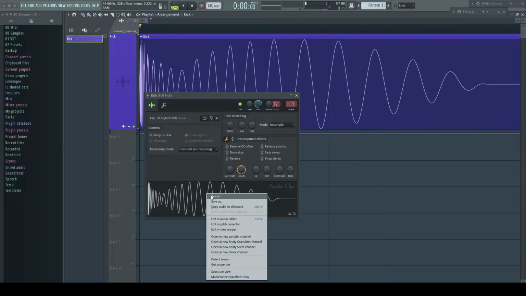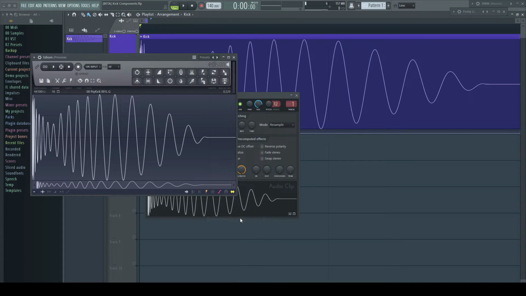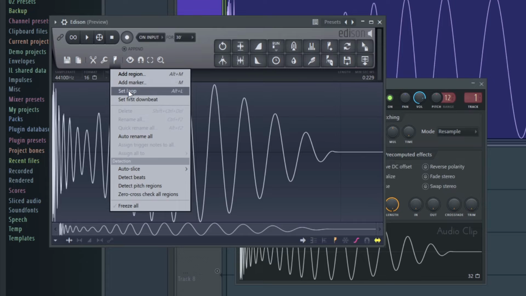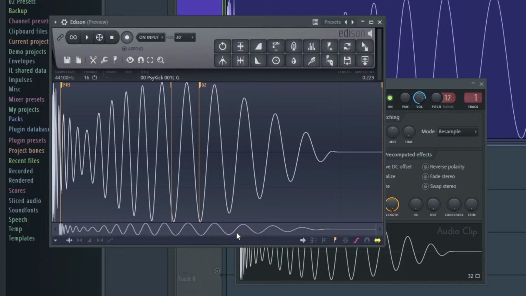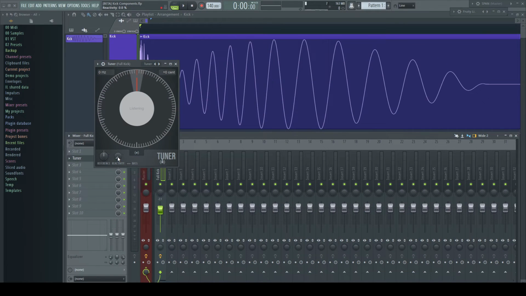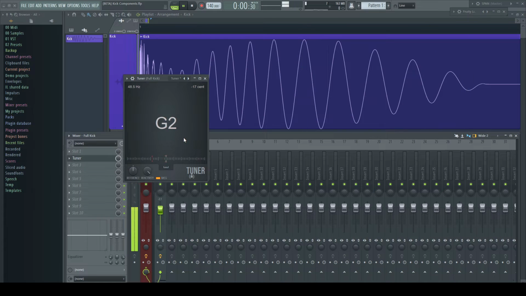The second way would be Edison. Load the waveform into Edison, say detect pitch regions, and the last bigger region is what we are interested in. Edison tells us as well a G. The third way is to use a tuner plugin. But as you can see, with fastest reactivity and bass enabled, such plugins have a hard time to identify anything here. It tells us a few times a G as well, but it's more guesswork than science here. But anyway, we've got our answer. The kick is in G.